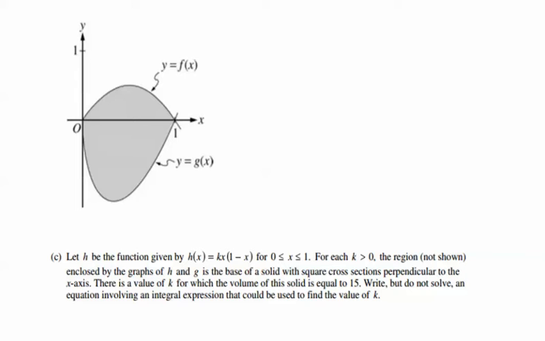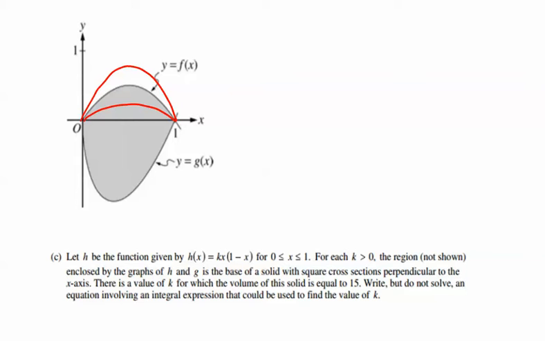Now, this function kx times 1 minus x is going to have the same zeros as y equals f of x. The question is just how high it goes or how low it goes. So it may, for example, look something like this, going up a little bit higher, or it may even be a little bit lower. We don't know what it is. K is going to affect the amplitude, or how high it's stretched up. But what we do know is that the cross sections perpendicular to the x-axis are going to be squares.